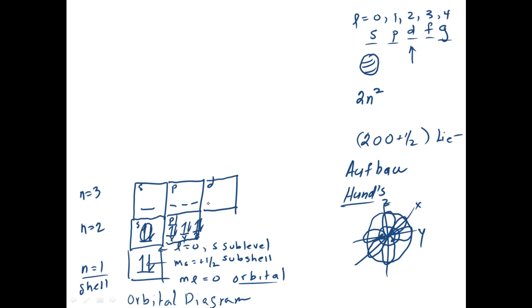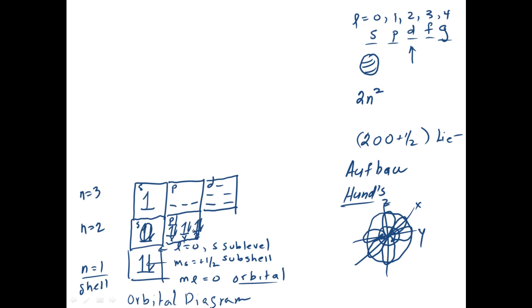And L equals 2 has 5 ML values: negative 2, negative 1, 0, 1, and 2. All right. So we're looking at sodium. It's the first element in the third period. So sodium's electron is going to go right here. You've got 11 protons, you've got 11 electrons.